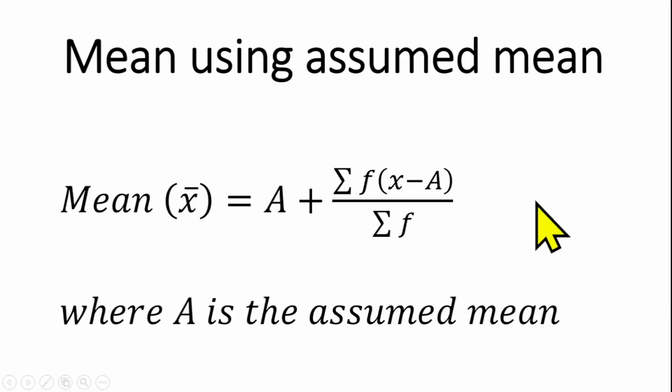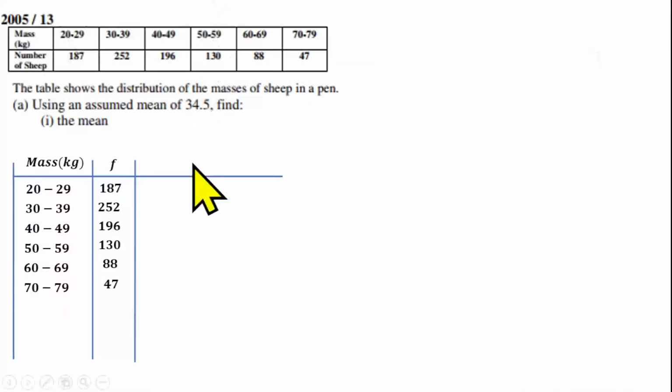So now let's see how to use that to solve some questions, and these are past questions on further mathematics. Now we are given this data, and the table shows the distribution of the masses of sheep in a pen. Using an assumed mean of 34.5, find the mean. So I've already reconstructed the table like this. You still have the mass, which is the class interval, and the frequency, which is this.